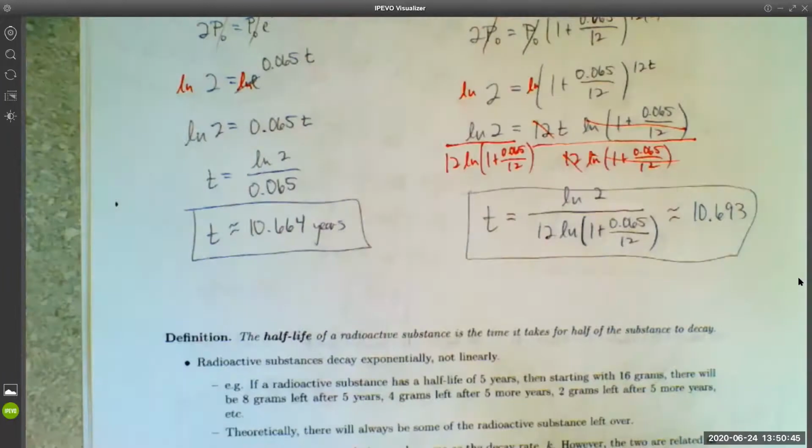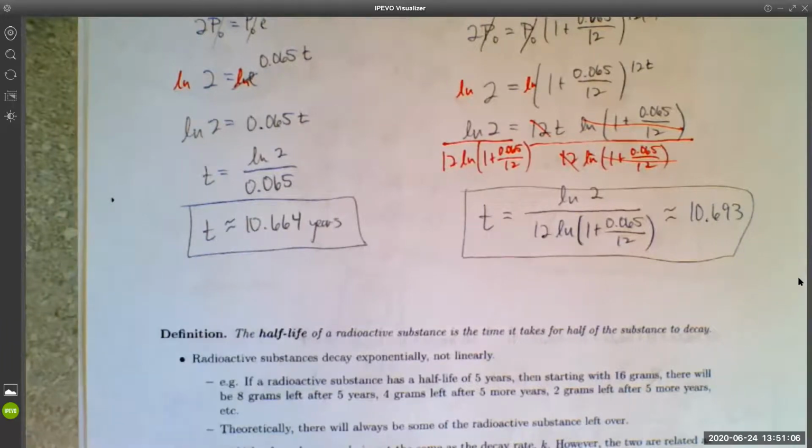We've talked in the past about how population growth is also modeled by exponential functions. Another thing that's modeled by exponential functions is radioactive decay. And one of the things that's used to measure how fast a radioactive substance decays is the half-life of the substance. And this is kind of a tricky concept at first. So let's walk through it, okay?